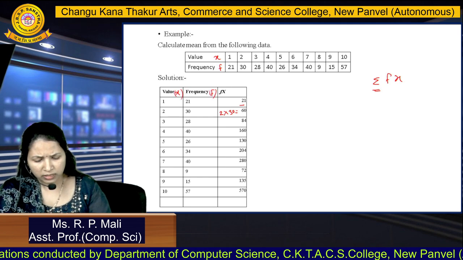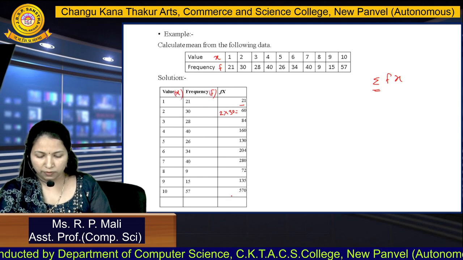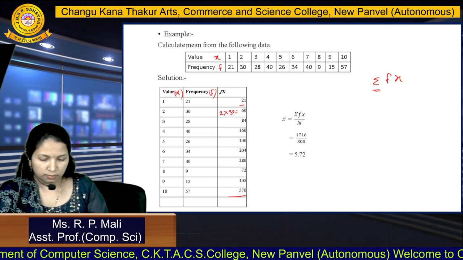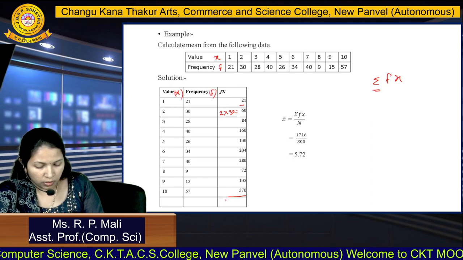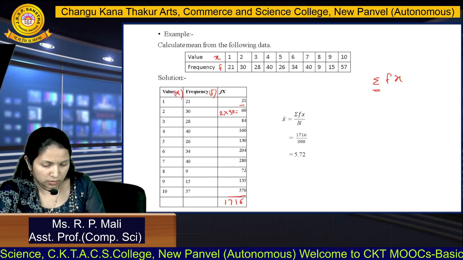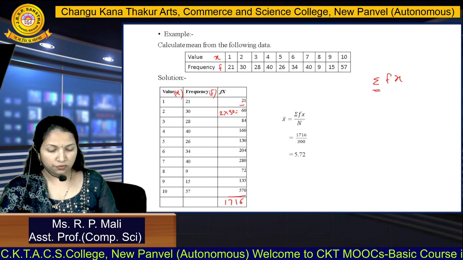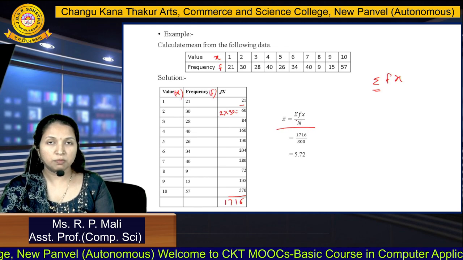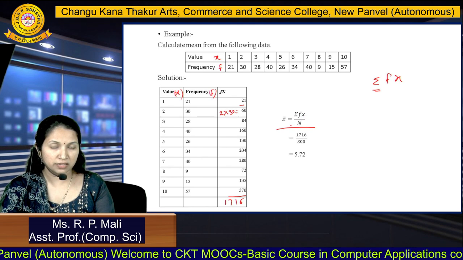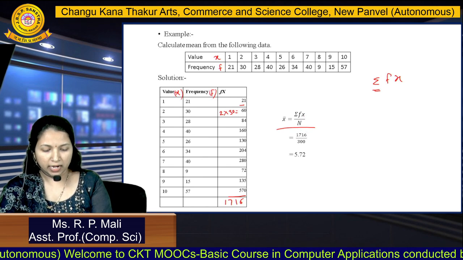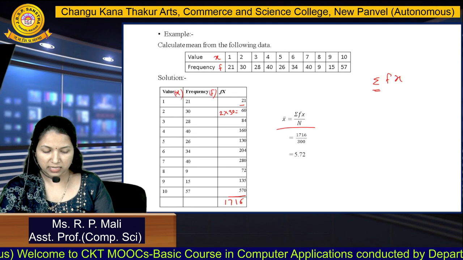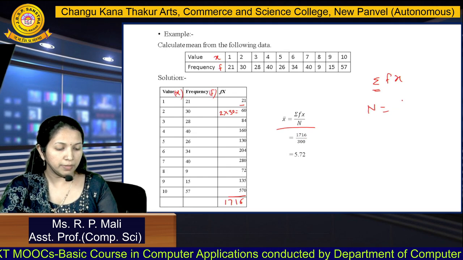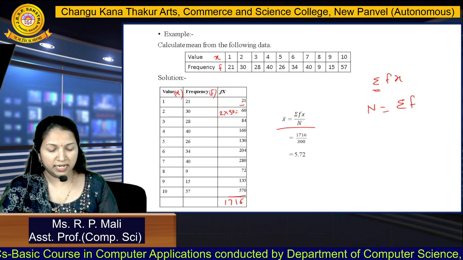After finding the product, what are we going to do? We are going to add this column. The addition of this column is 1716. Then we are going to write the formula. This is your formula for arithmetic mean for a discrete series. X bar is equal to summation of fx divided by n. So the addition of this column is 1716 divided by n. As I told you, your n is the summation of frequency.